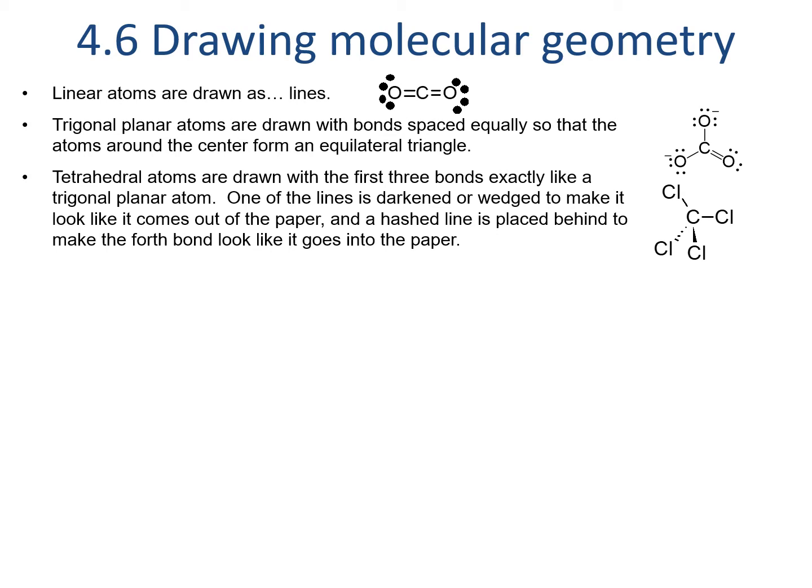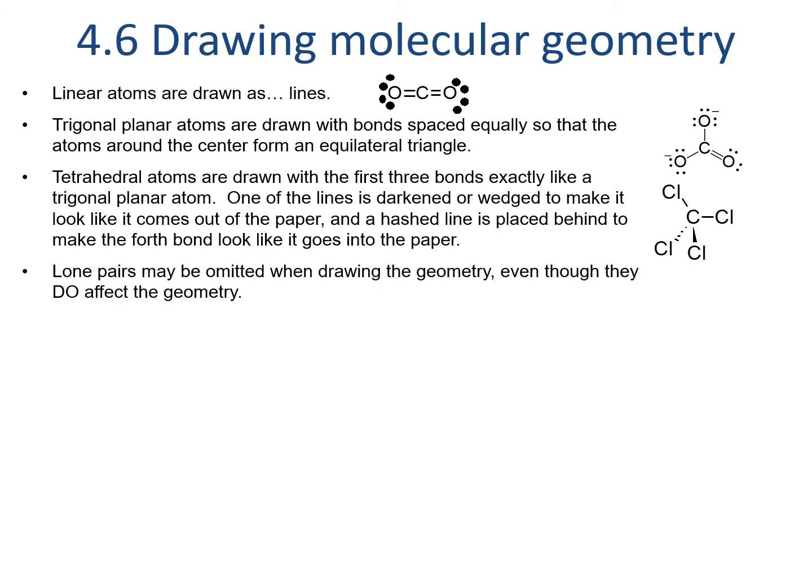Lone pairs are often assumed as we get used to seeing atoms with a particular number of bonds. Leaving out the lone pairs makes it much easier for us to see the structure overall. All of the examples so far have had every group as either a single or double bond, but lone pairs can also be part of our group structure.